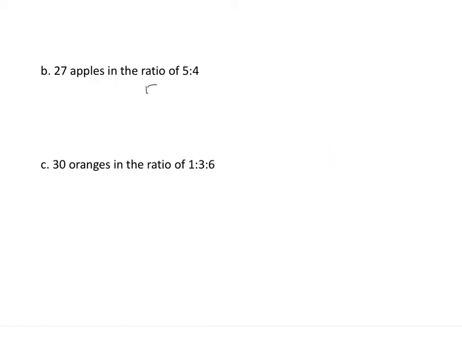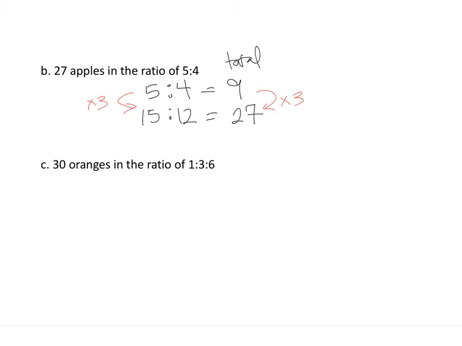So here we go. 5 to 4 adds up to 9. We have in total 27 apples to divide up into a ratio of 5 to 4. So 9 times 3 gives us 27, so we have to scale this ratio up by 3. 5 times 3 gives us 15, and 4 times 3 gives us 12. So 27 apples divided in a ratio of 5 to 4 is 15 for one person and 12 for the other. So that would be a context.